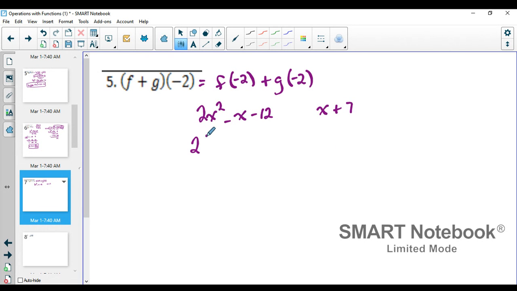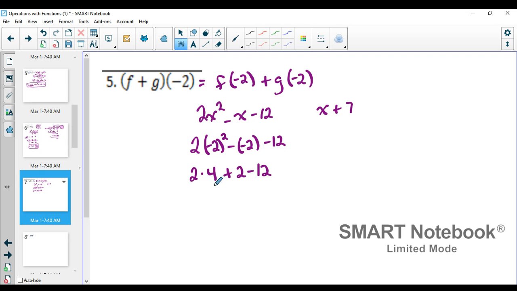So we have 2 times negative 2 squared minus negative 2 minus 12. All right, we're going to do this first. And for about the 100th time this year, we're going to talk about the correct order to do this because we are still messing this up. You always do exponents first. So -2 squared is +4. So we have 2 times 4. And then this minus a negative becomes plus, and then -12.